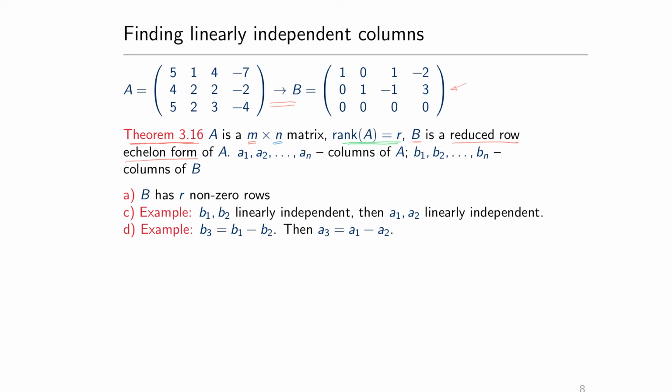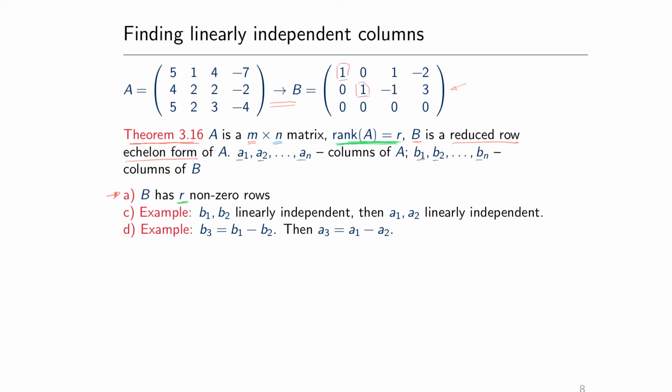We will denote A1, A2, ..., AN to be columns of A, and B1, B2, ..., BN to be the columns of B. Then the statement of the theorem consists of several parts, and we are going to discuss them one by one. We start with part A, and it says that B has exactly R non-zero rows where R is rank of the matrix A. We are not going to prove this, but we are going to look at this example.